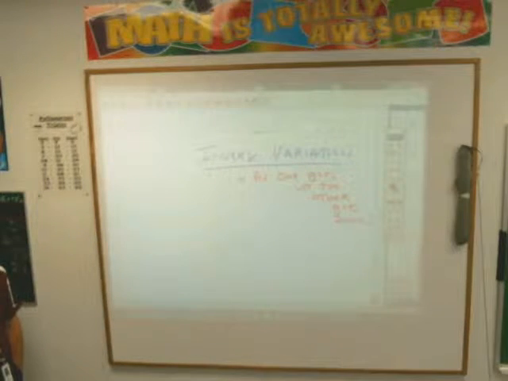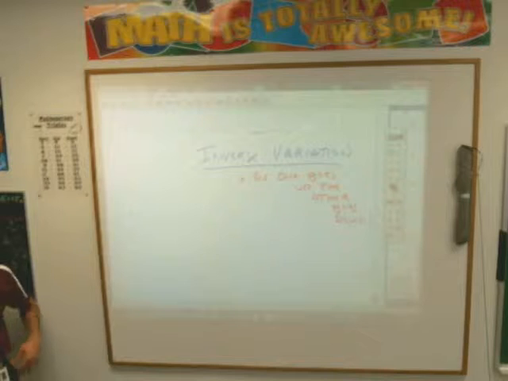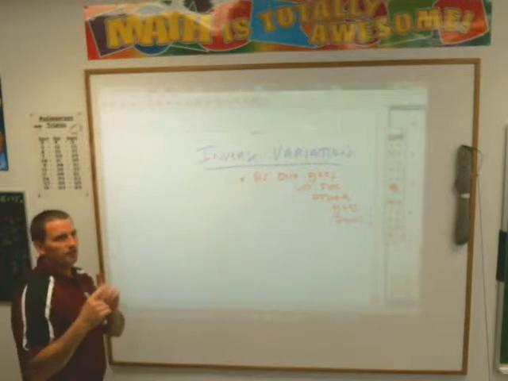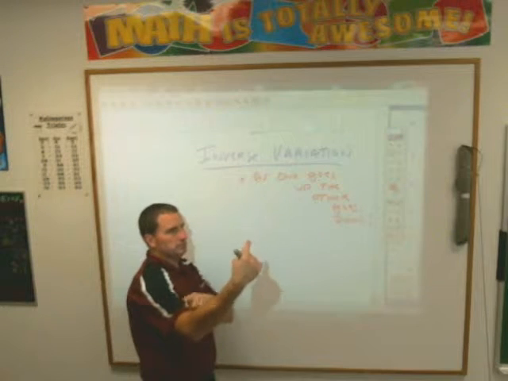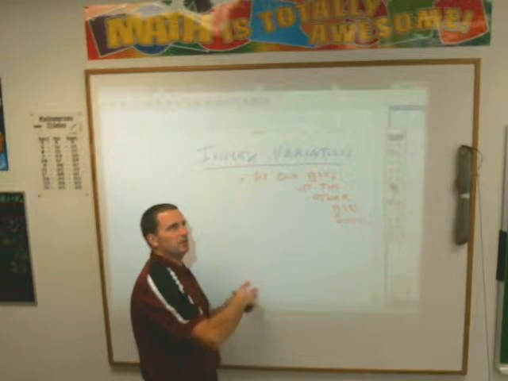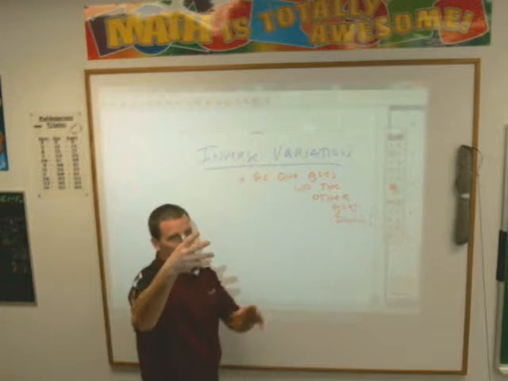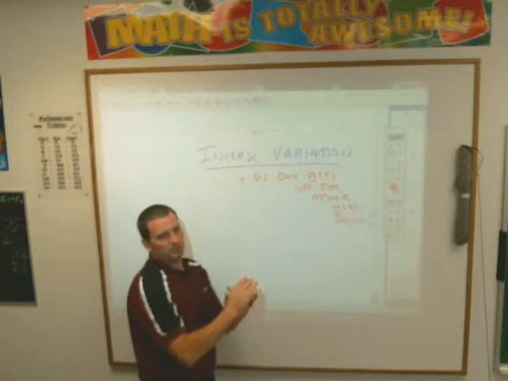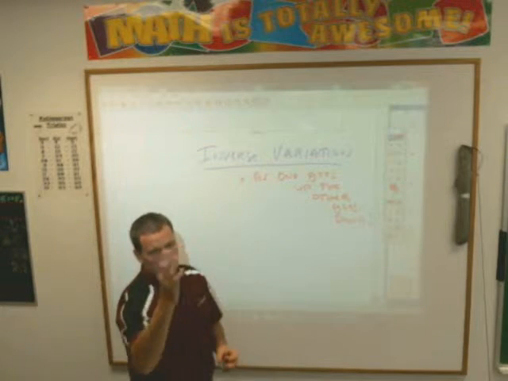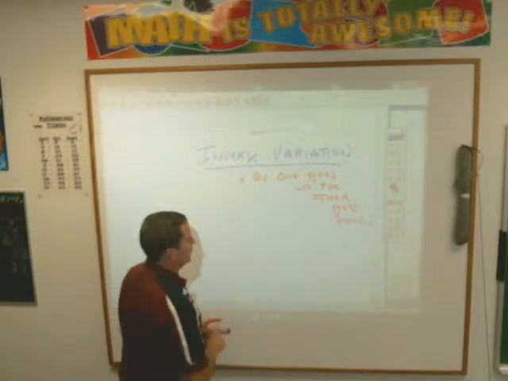Maybe a way to think about it is, the longer you travel, the less amount of gas you have in your gas tank. As the distance you travel goes up, your gas gauge goes down. That would be inverse variation. The longer you travel, the less gas you have in your gas tank.